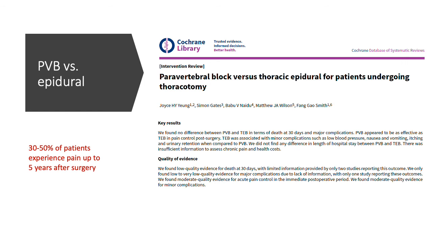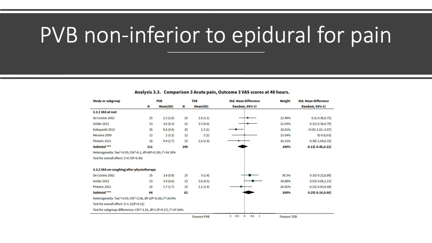This Cochrane review was a meta-analysis of 14 studies containing 698 patients. The study's main goal was to identify differences in 30-day mortality and major morbidity, but there was limited evidence regarding these outcomes. The secondary outcomes for the meta-analysis were pain scores, which were non-inferior in the paravertebral group compared to epidurals at all time points measured. There was insufficient data regarding chronic pain because of limited follow-up in the studies included.